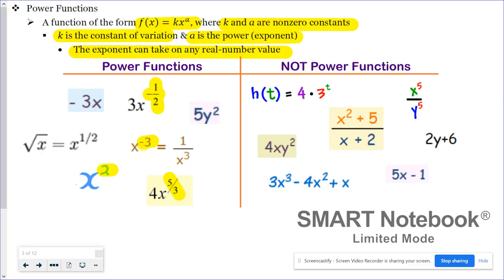So a power function is a monomial, so it's a single term, okay? And the exponent is going to be any real number. So that's why over here, this is not a power function because the exponent is a variable. This is not a power function because there are two variables, x and y, okay? This isn't a power function because it's made up of more than one term.